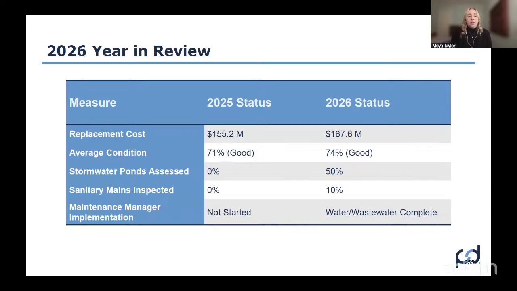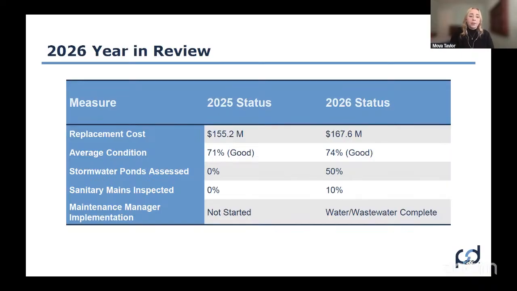So this slide here summarizes the key achievements over the last year. You can see that the township's total infrastructure replacement value increased from about 155 million to about 168 million. When we're looking at the 2025 numbers, that's based on 2024 year end. 2026 numbers is based on 2025 year end.